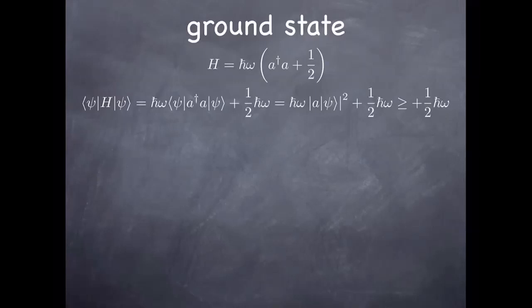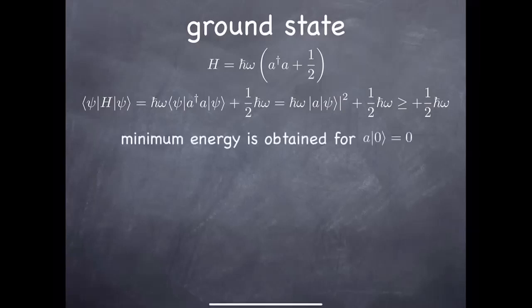And you can saturate this inequality only when this first term vanishes, which means that minimum energy is obtained when the annihilation operator would annihilate, literally, that state. So this is how we know what the condition is on the ground state. We didn't have to solve any second-order differential equation to obtain this result. Minimum energy is 1/2 h bar omega, and the ground state is obtained by this condition. That's why this is actually a lot easier to deal with.